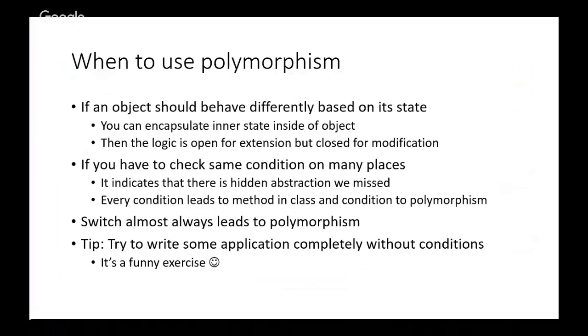Another hint to use polymorphism instead of conditions is when you have the same or very similar condition in many places in your code. Then it's a 100% chance that you are missing some abstraction. And these abstractions can gather the business logic, which is spread all around your code, into one object.